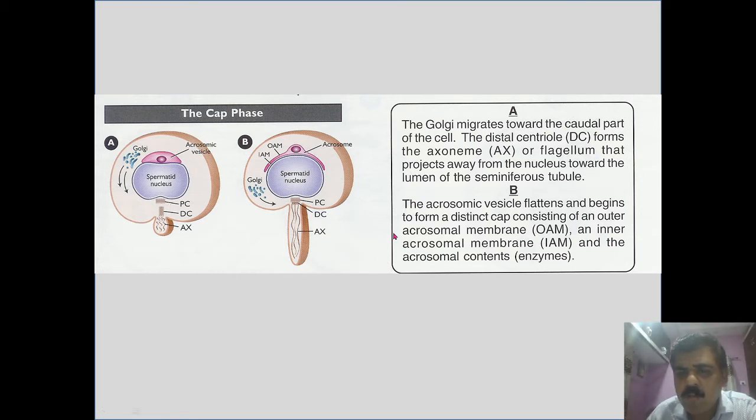Then the acrosomic vesicle now flattens. This is the acrosomal vesicle which gets flattened and begins to form a distinct cap consisting of two membranes. One is the outer acrosomal membrane and the other one is the inner acrosomal membrane. And the acrosomal contents are formed, which are nothing but enzymes.